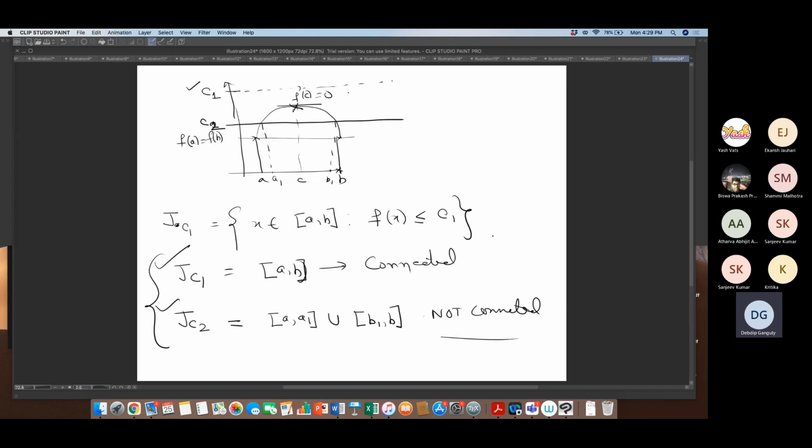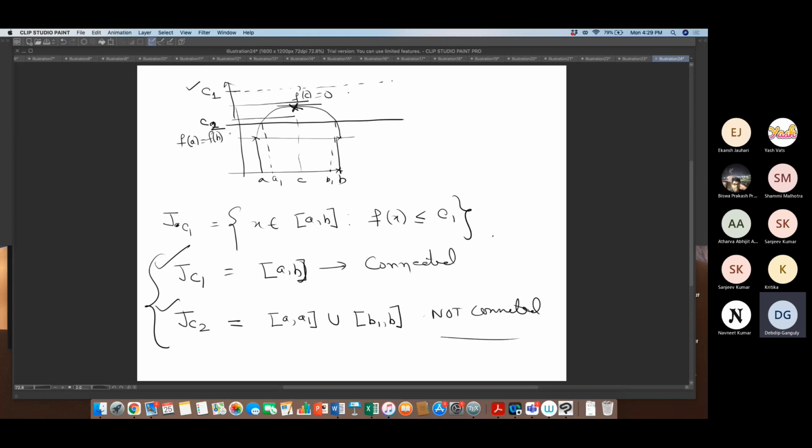Whenever there is a critical point of a function, if you take just above the critical point and below the critical point, there is a change in topology. Okay? You understand? Did you understand?